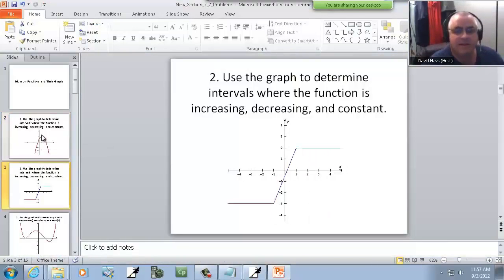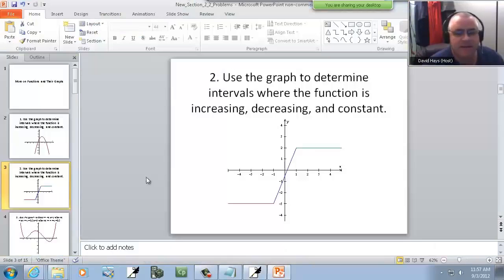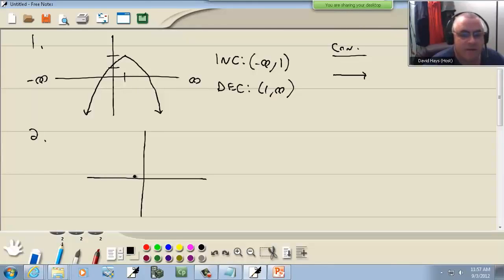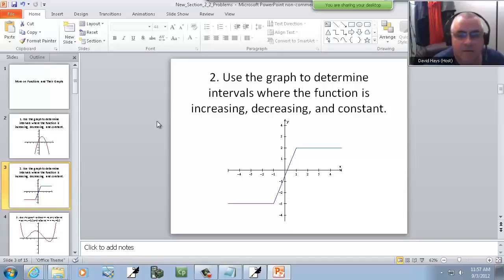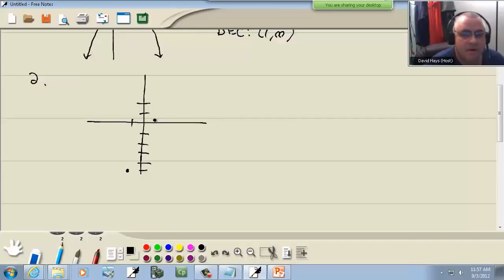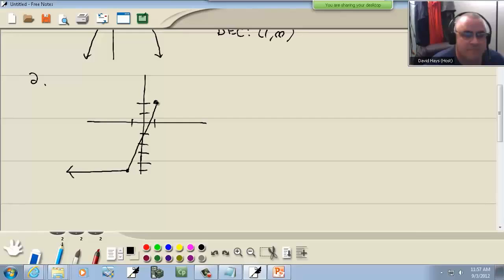Let's look at our second example here. Let me kind of sketch this down. 1, 2, 3, 4, 5. One, two. There we go. Well, again, clear over here is negative infinity, clear over here is positive infinity.